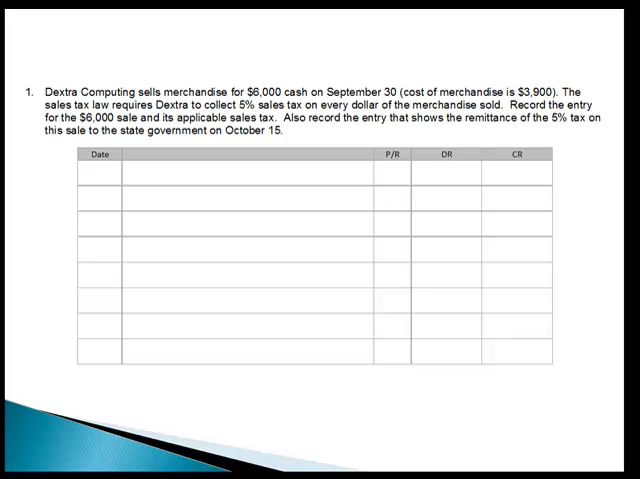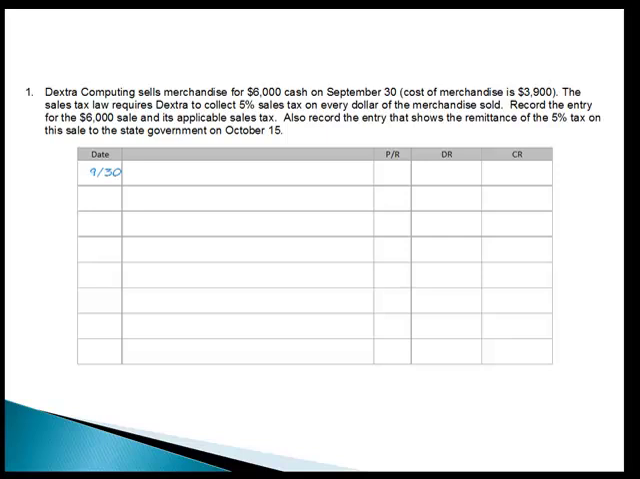All right, so this is from your handout. Dextra Computing sells merchandise for $6,000 cash on September 30th. The cost of the merchandise is $3,900. The state law requires Dextra to collect 5% sales tax on every dollar of the merchandise sold. Record the entry for the $6,000 sale and its applicable sales tax. Also record the entry that shows the remittance of the 5% tax on the sale to the state government on October 15th.